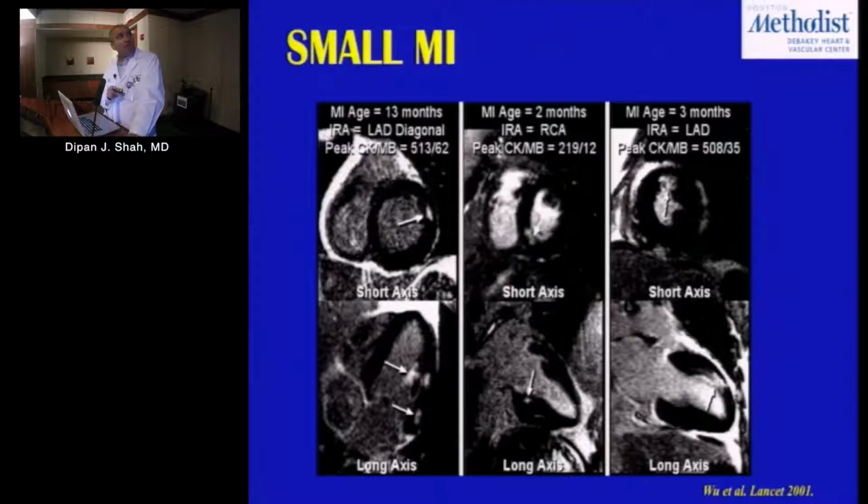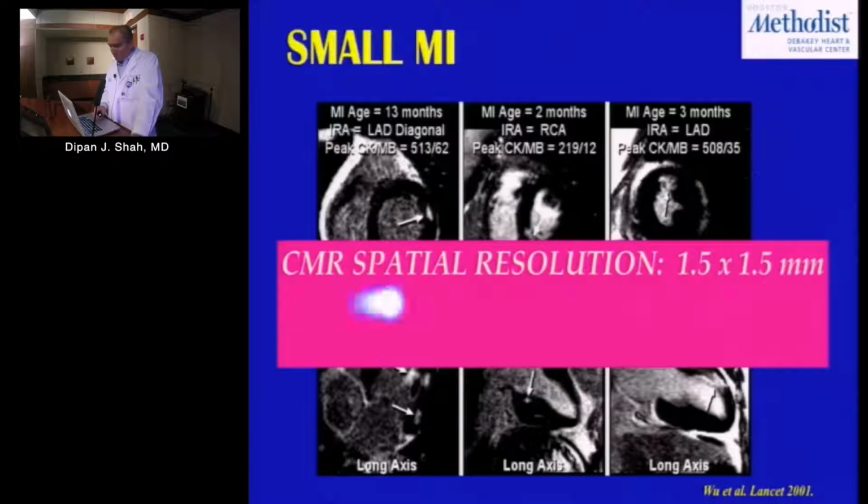And this from that study is actually showing you even very tiny infarcts with CK rises on the order of 200, a CKMB of 12, you're still able to identify areas of hyperenhancement. So again, the size of each pixel here represents about 1 gram of myocardium. So it gives you the level of detail and resolution that you're able to achieve with CMR.